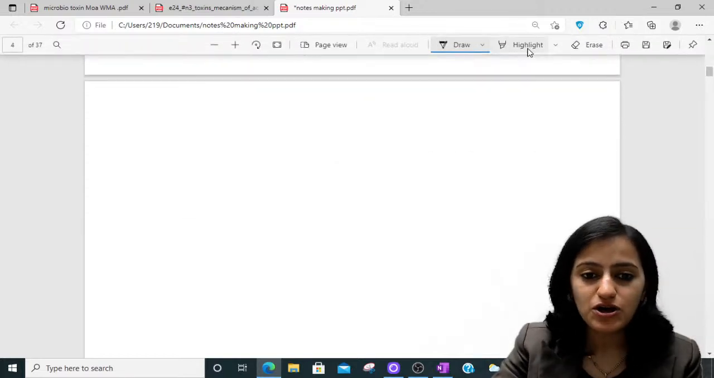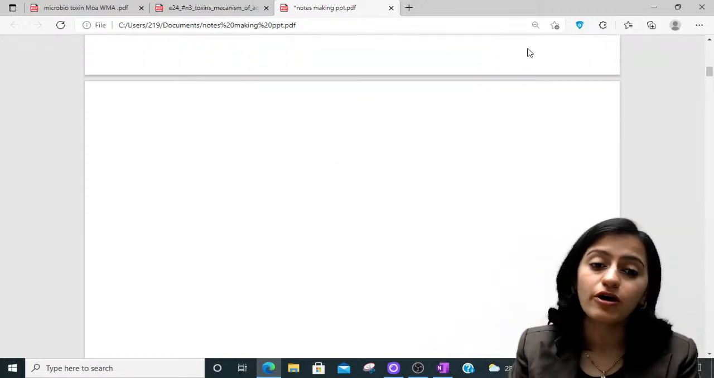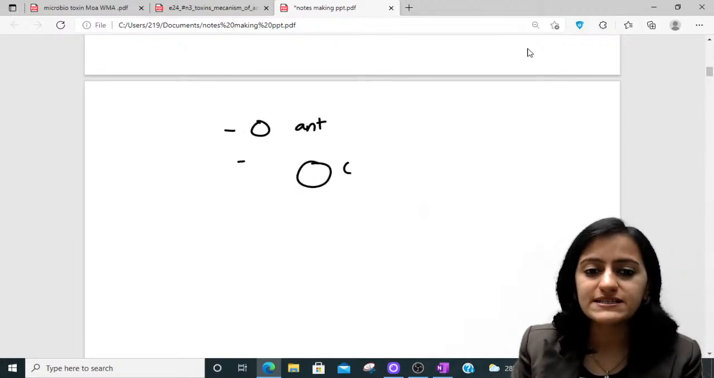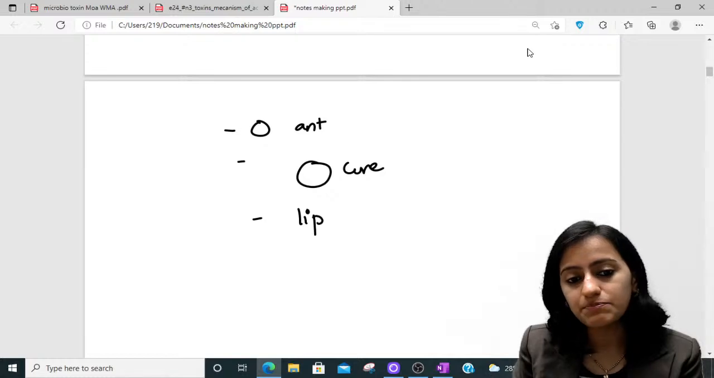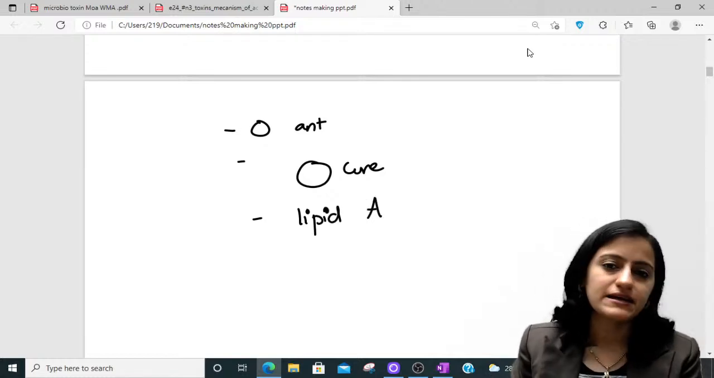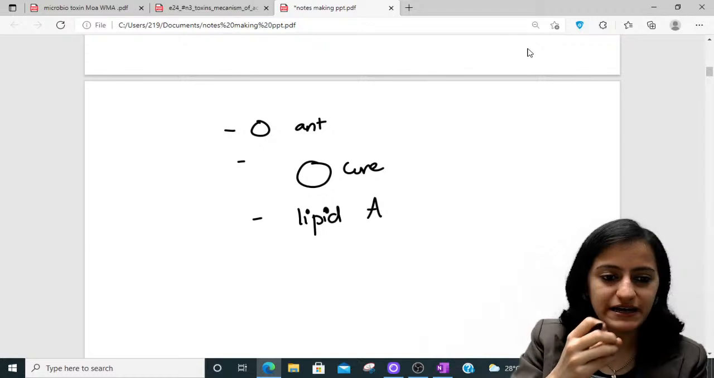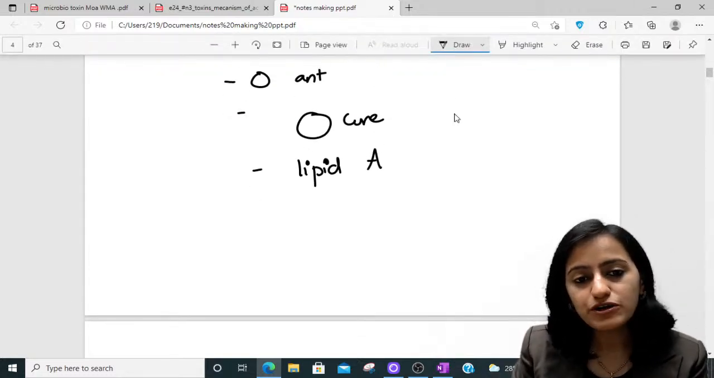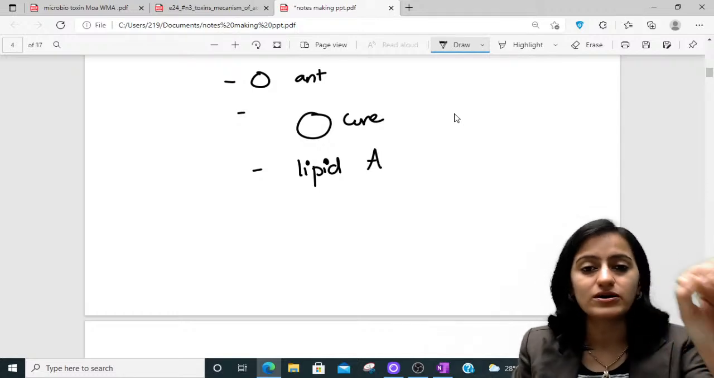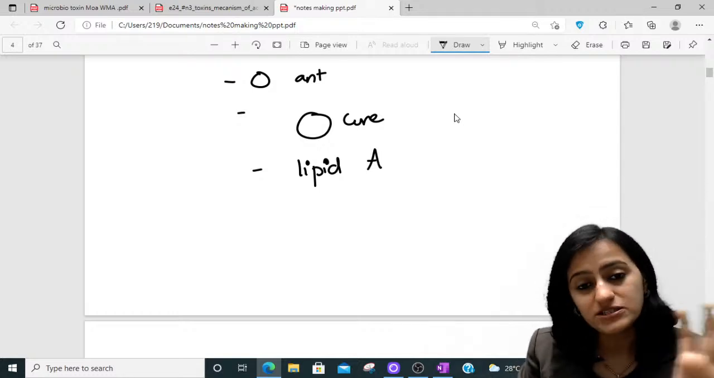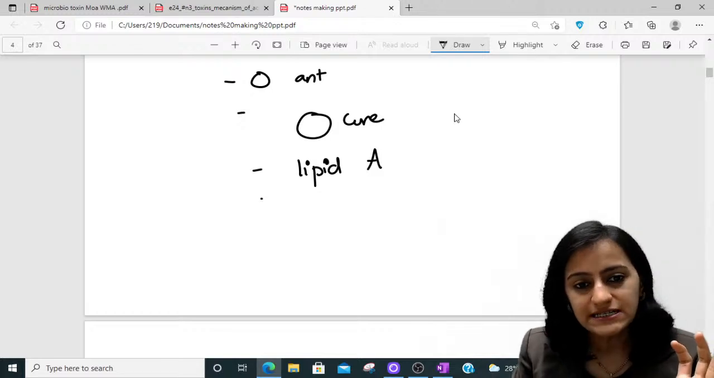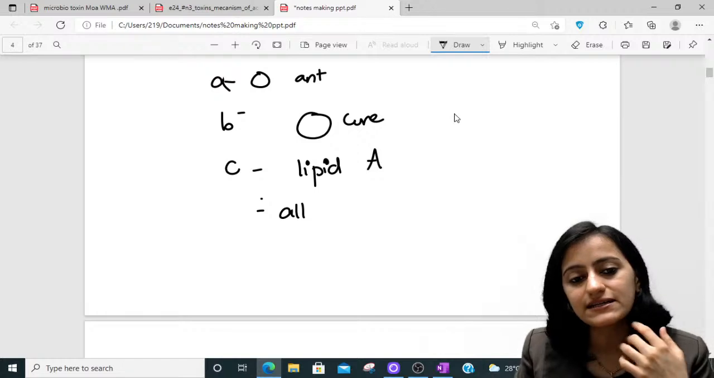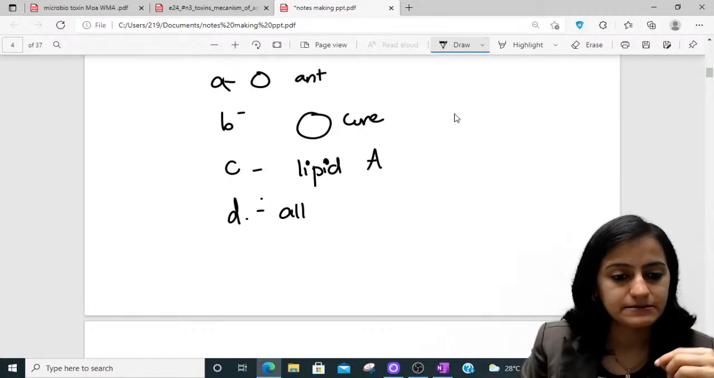Now, your endotoxin is made up structurally of an O antigen, a core polysaccharide, and lipid A. These are the areas which you might have missed while reading but can be asked in your exam. Out of these, which is the toxigenic component responsible for the toxin action? Is it O antigen, the core polysaccharide, the lipid A, or all of these?